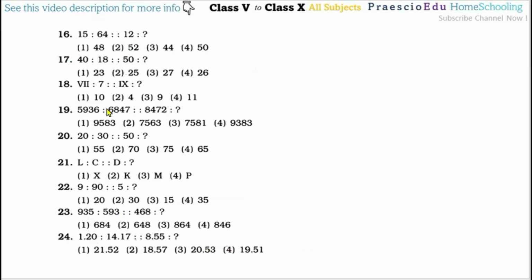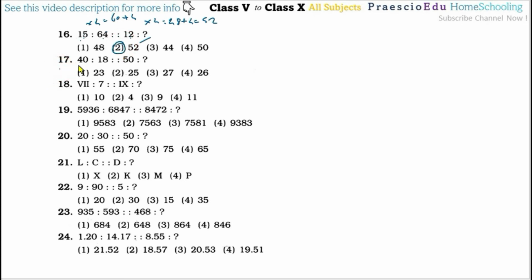Question number 16: 15, 64, 12, and question mark. So 15 we have to multiply by 4, so that is 60. So 60 plus 4 is 64. Likewise 12 multiplied by 4 is 48, and plus 4 is 52. 52 is given in option number 2.